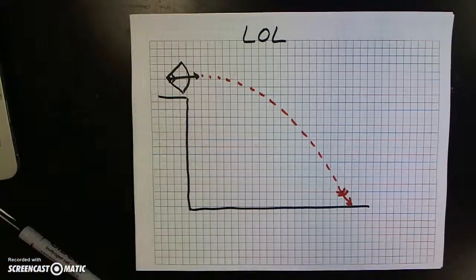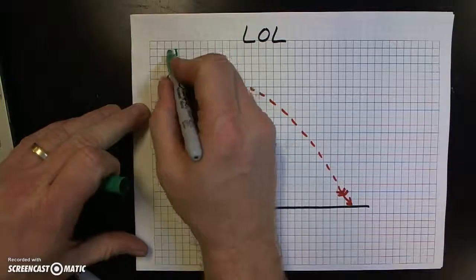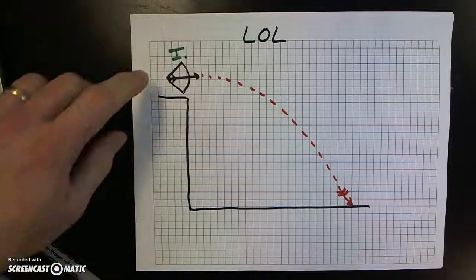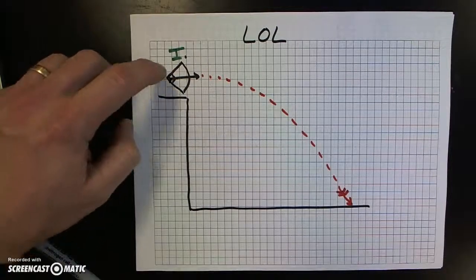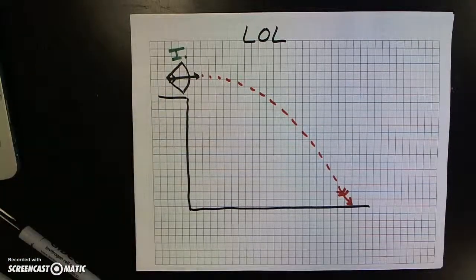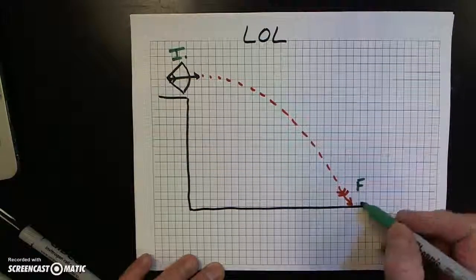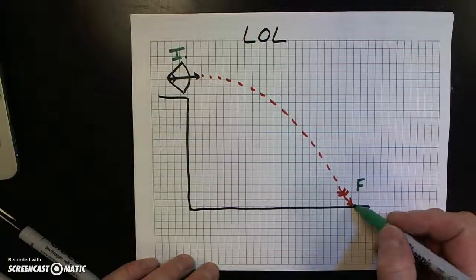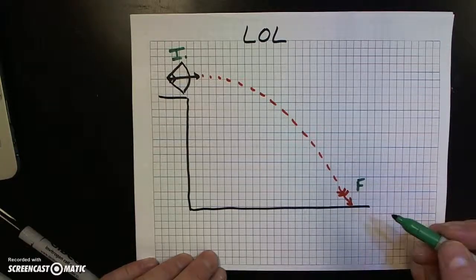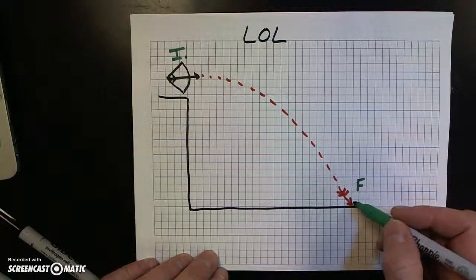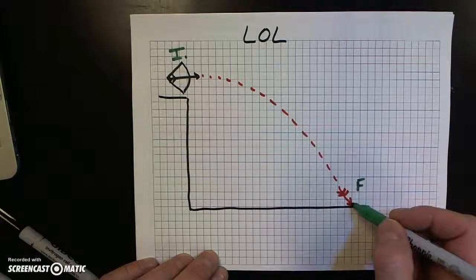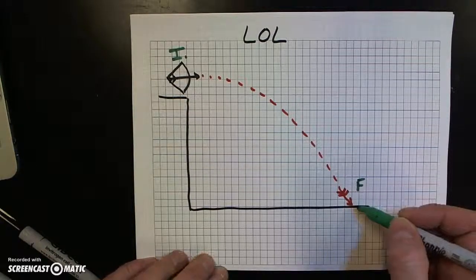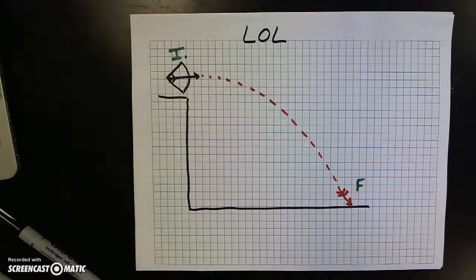For the initial state, I would like to choose when the arrow is notched and pulled all the way back, just at rest right before the release. I would like the final state to be just the moment of impact as the arrow hits the ground. So the arrow is still in flight. In fact, this is going to be the maximum velocity it has. So we're going to draw an LOL diagram for this situation.